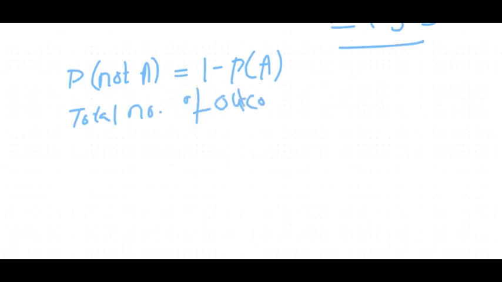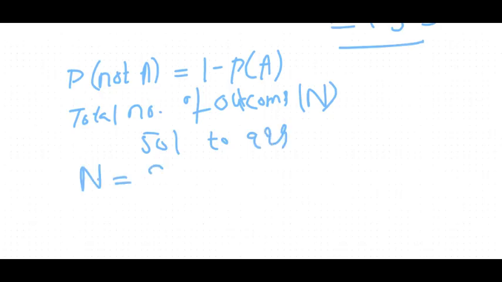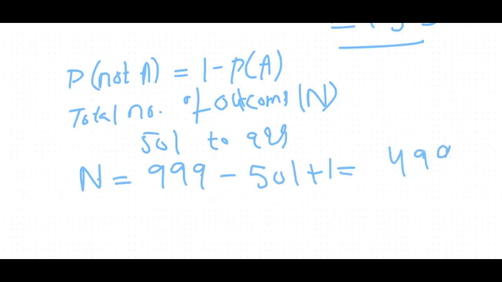So I say this is N. Okay, the numbers run from 501 to 999. So we can write N equals 999 minus 501 plus 1. So what do we get? We get 499. So we say that N equals 499.